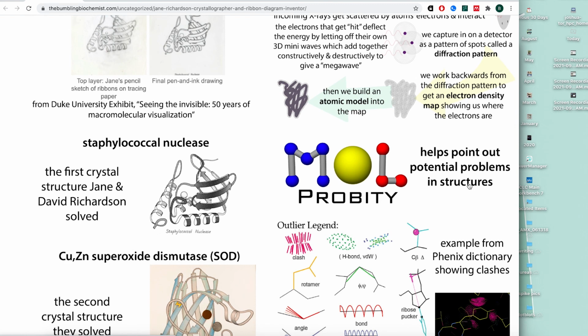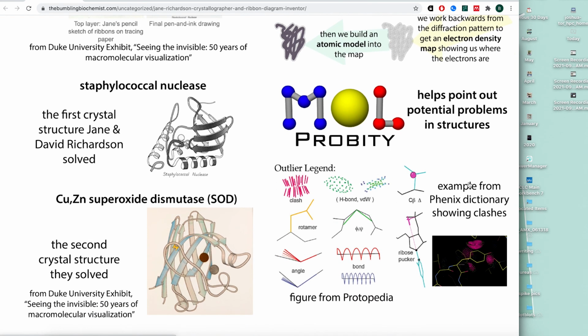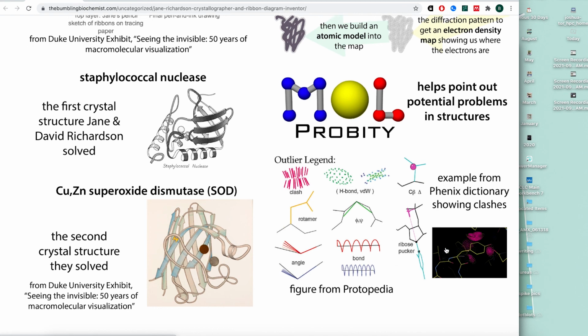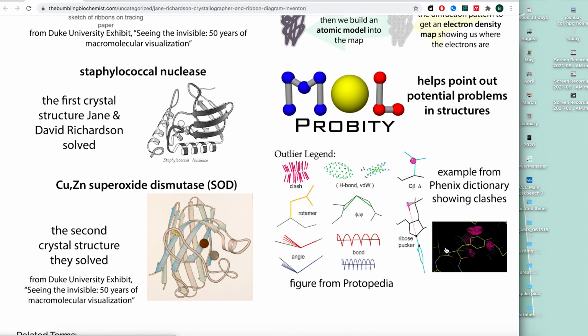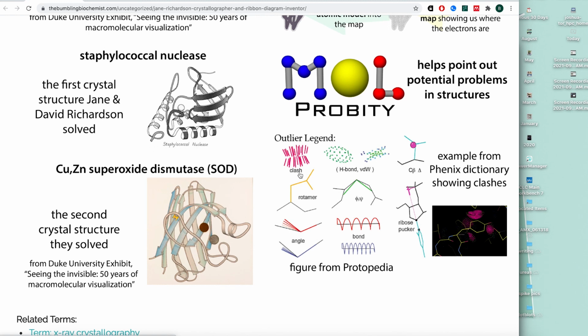Another important thing that she's been involved in is developing the MolProbity software, and it helps point out potential problems in structures. It's integrated into various structure building tools like Phenix or Find, which is really helpful. Basically it points out problem areas in a structure, like atoms in positions that clash, weird angles, and that sort of thing.